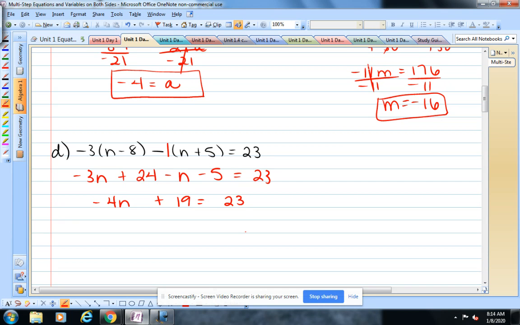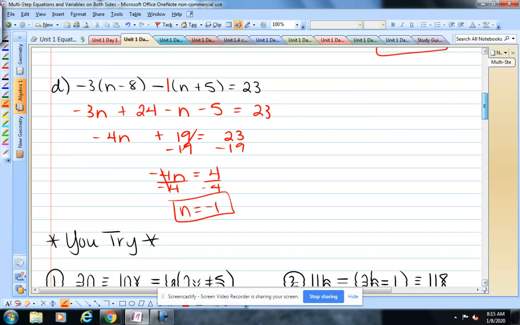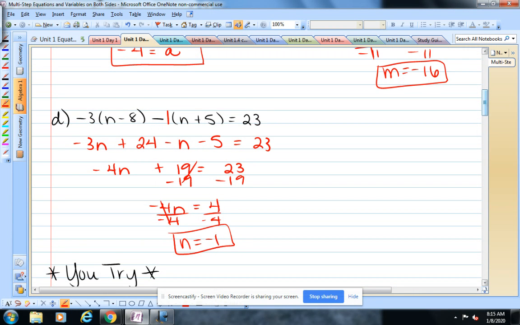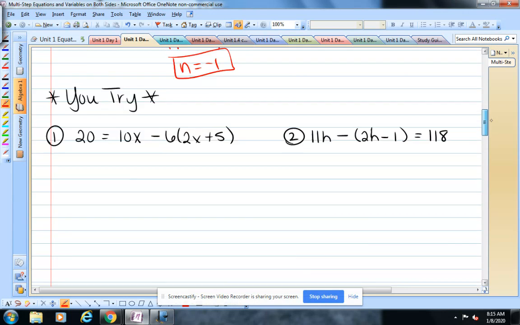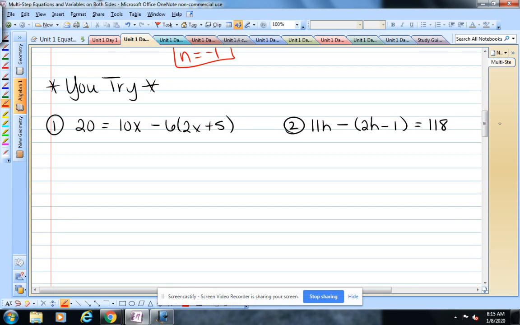I'm down to one variable, so I just got to move everything away from it. So what are we going to do? Subtract 19 everywhere. So negative 4n equals 4, and then divided by negative 4, and n equals negative 1. There we go. Any questions? All right, you guys are going to try these 2 problems on your own. I believe you can.